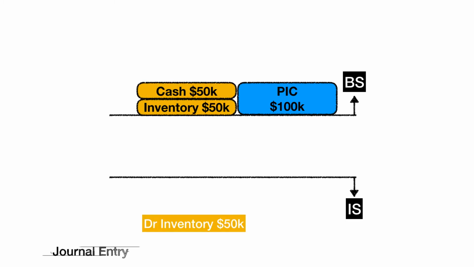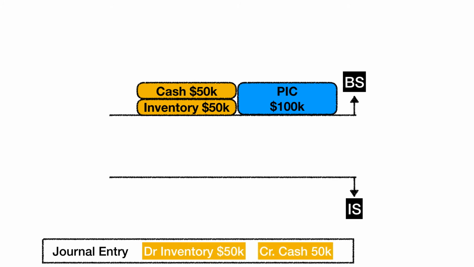When companies purchase inventory by cash, cash is reduced and the same amount is booked as inventory. Debit inventory, credit cash. There is no income statement impact. The debit side and the credit side of the balance sheet remain unchanged as only the components of assets changed.